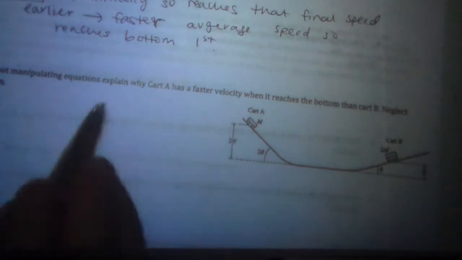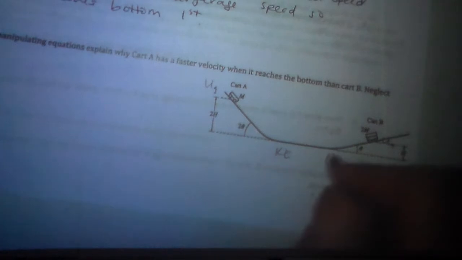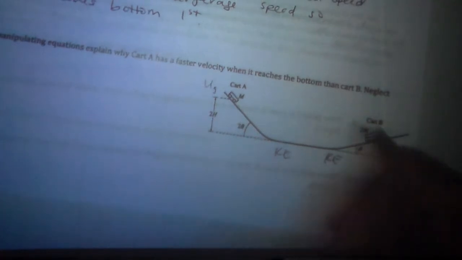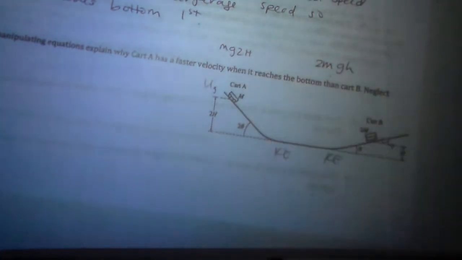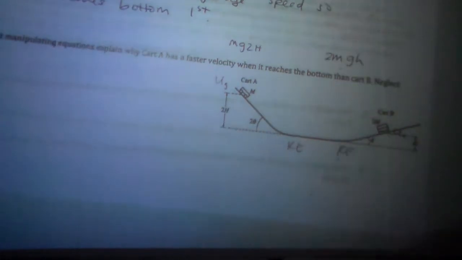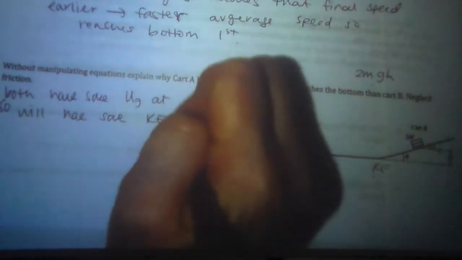Without manipulating equations, why does A have a faster velocity when it reaches the bottom? So energy is going to be conserved here. I'm starting with potential and going to kinetic in both cases. They actually start with the exact same amount of potential energy because I have mg2h and then I have 2mgh. Either way, this is the same amount of potential energy, which means they're going to go to the same kinetic. So both have the same potential at the top, so we'll have the same kinetic at the bottom.